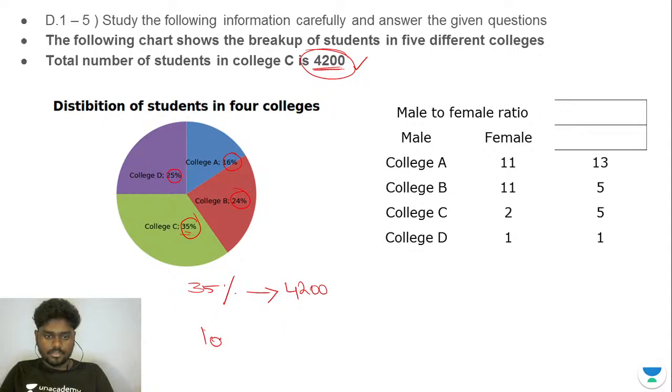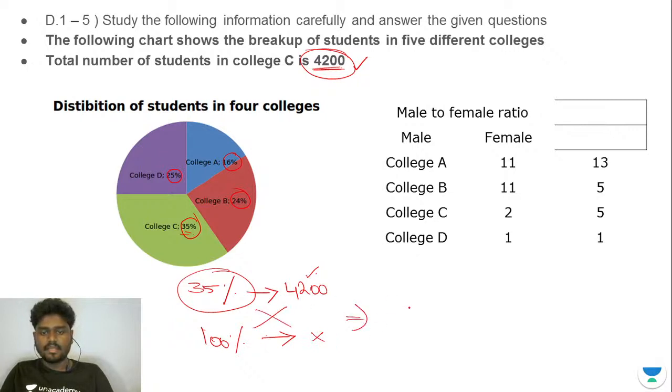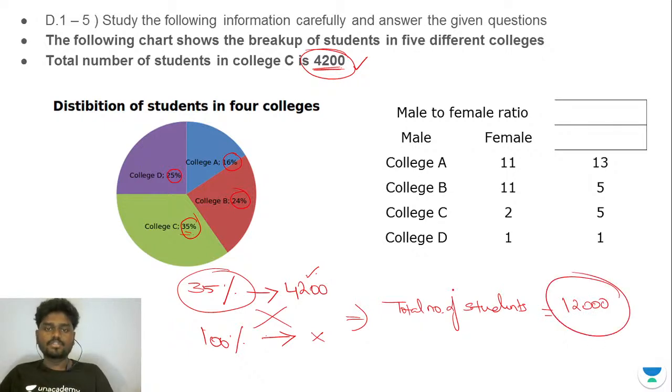If you try to do this, 100% is the total number of students. If 35% is 40 to 100, then 100% you take as x, and if you cross multiply, you'll get exactly the total number of students. The total number of students in all the 4 colleges will be 12,000, right? We have 12,000 students in all the 4 colleges altogether, right?